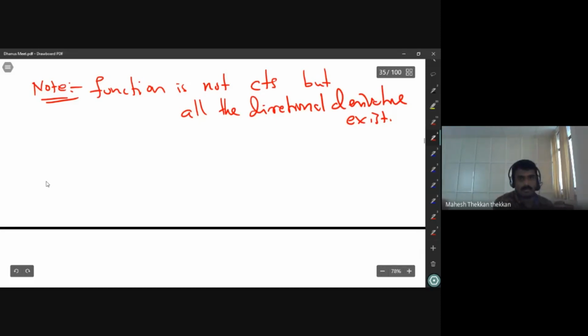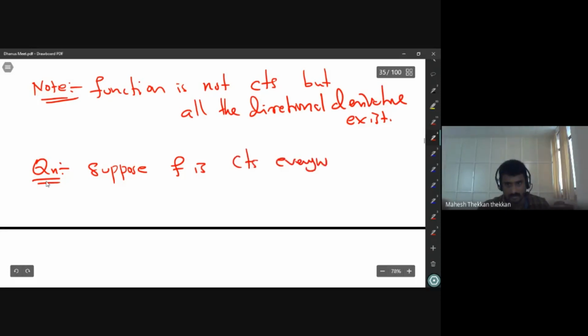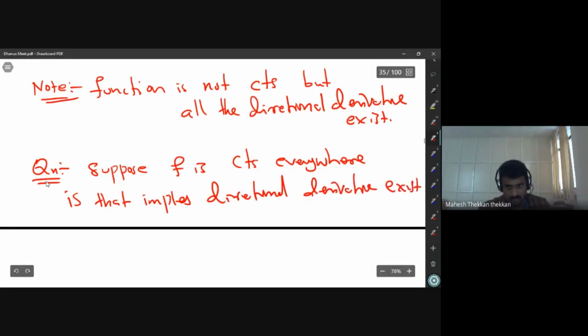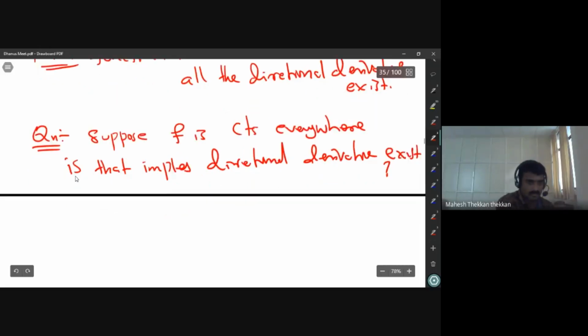Now I wanted to look at the converse. Suppose f is continuous everywhere. Does that imply the directional derivative exists? So my question is this: suppose f is continuous everywhere, does that imply directional derivatives exist? The answer is no. I will give an example.